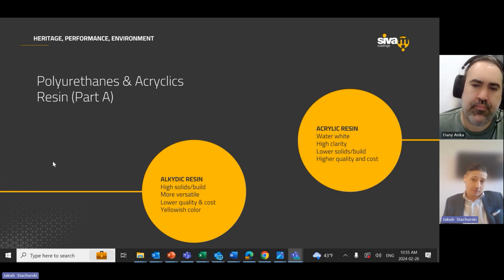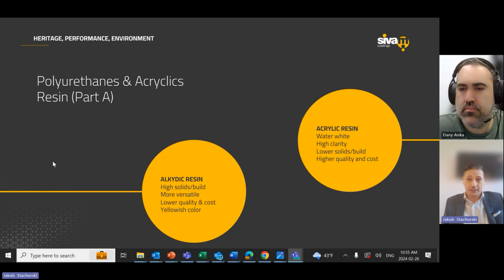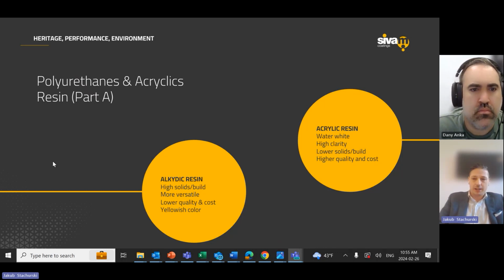Then we have another one, which is acrylic resin. It's a water white, high clarity, typically lower in solids and build, and it has an increased cost. So those are the two different part A's.